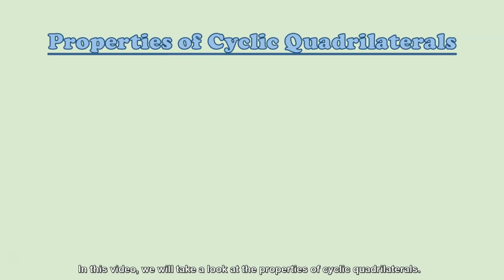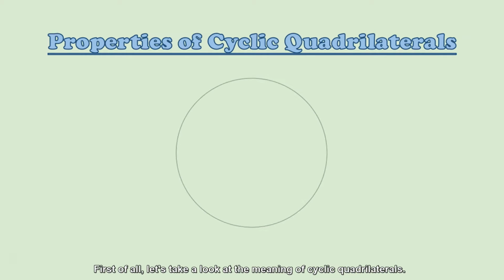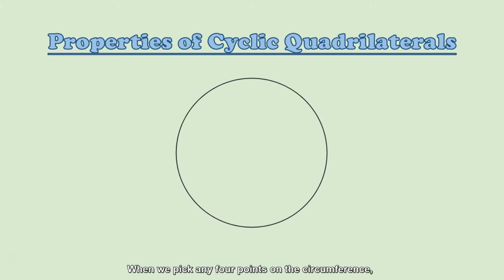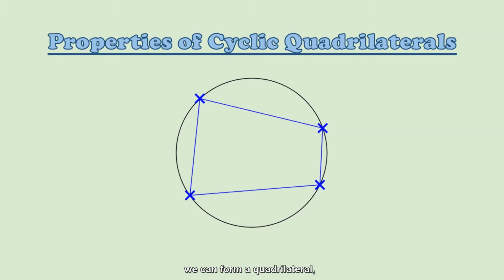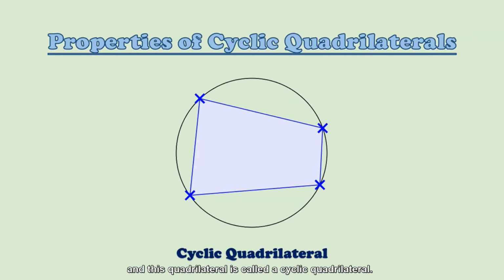In this video, we will take a look at the properties of cyclic quadrilaterals. First of all, let's take a look at the meaning of cyclic quadrilaterals. Suppose we have a circle here. When we pick any 4 points on the circumference, we can form a quadrilateral. And this quadrilateral is called a cyclic quadrilateral.